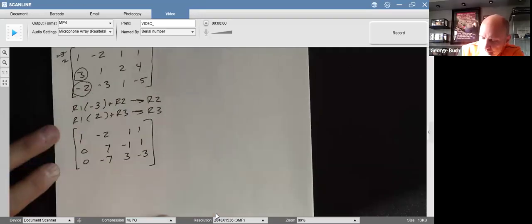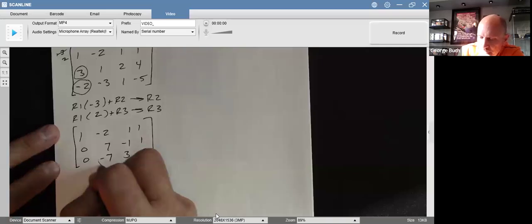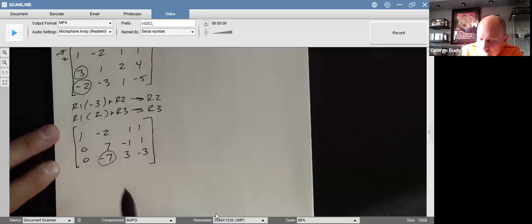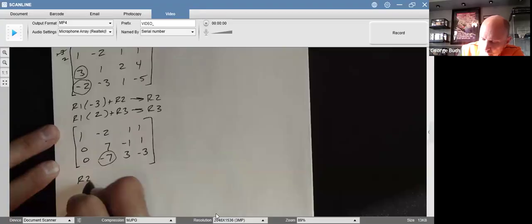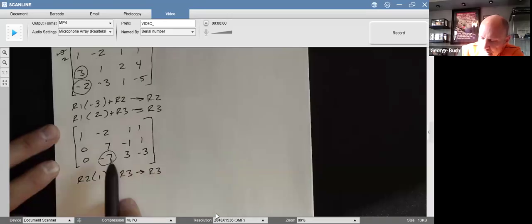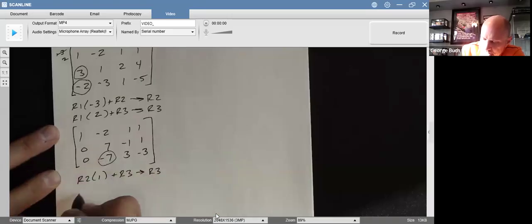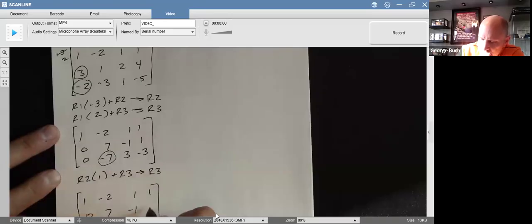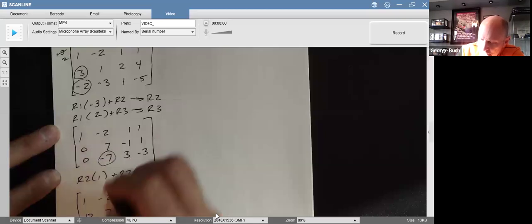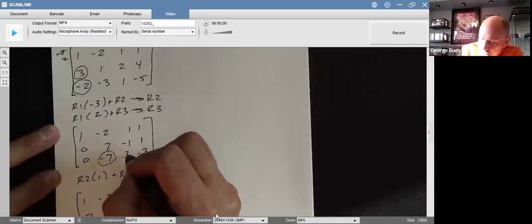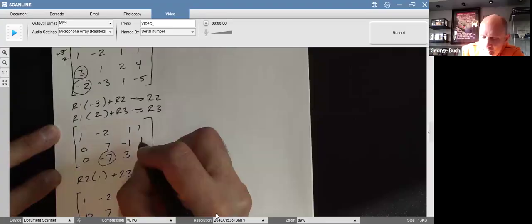So now my goal is what? To get a 0 here using row 2. Well, we can see what? They're already the opposite, right? So if I do row 2 times 1 plus row 3 gives me my last row 3. So I have 1, negative 2, 1, 1, 0, 7, negative 1, 1. And again, I'm just going to add it. 0 plus 0 is 0. 7 minus 7 is 0.